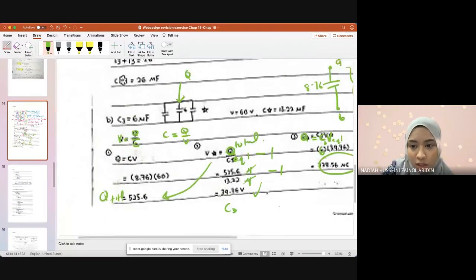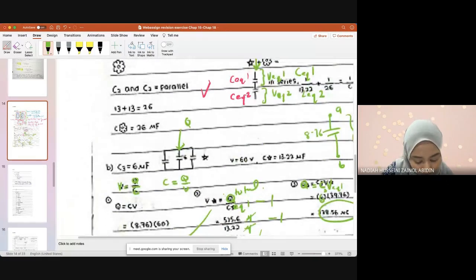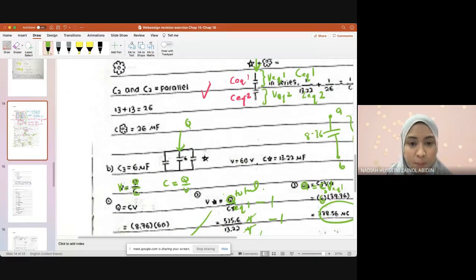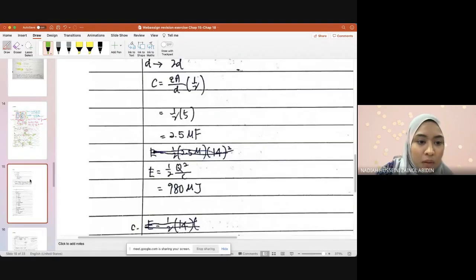And then discharging and charging of capacitor, I think you can deal with that yourself. It's just math and also graph. Please revise back what I have taught in class, should be okay. Okay, moving on to the last chapter, which is chapter 18.